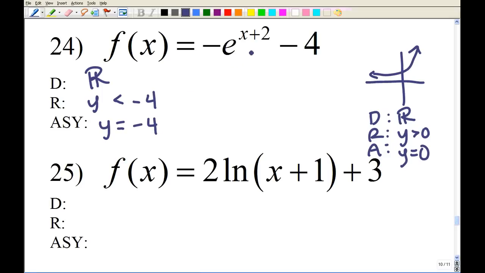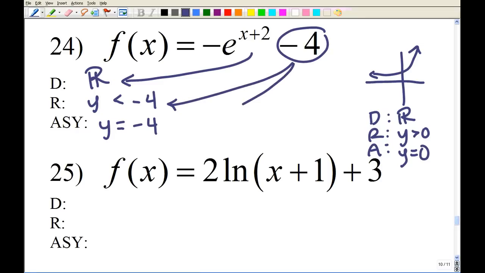So the fact that it was exponential told me that it was going to be all real numbers, and the fact that it moved down 4 gave me information about the range and the asymptote.